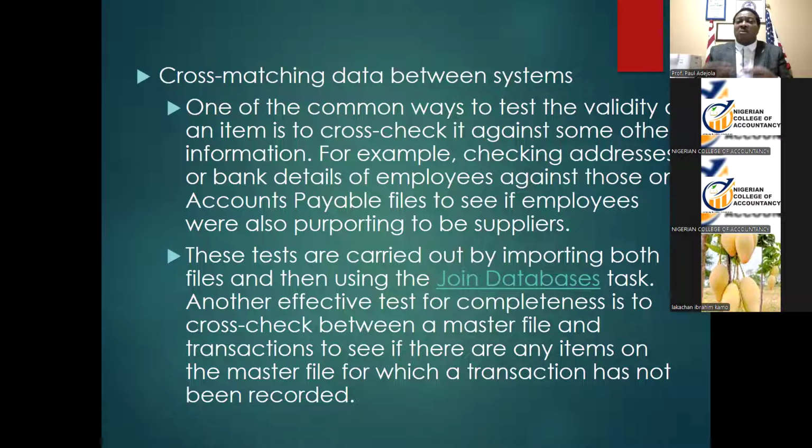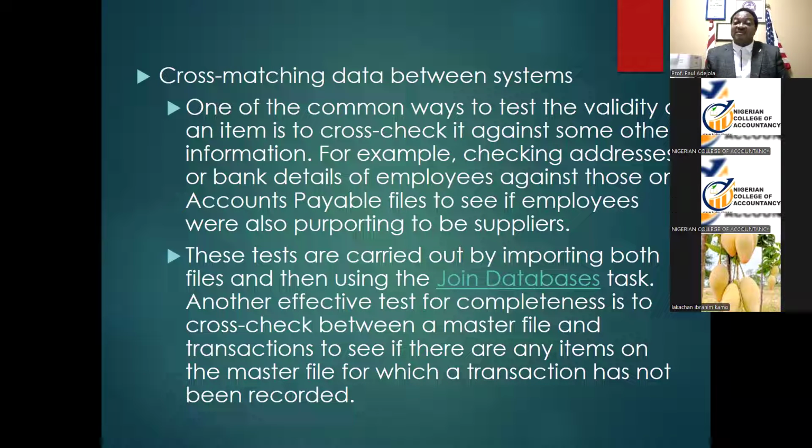Here we say one of the common ways to test the validity of an item is to cross-check it against some other information. For example, checking addresses or bank details of employees against those on accounts payable files to see if employees were also purporting to be suppliers. Let me explain that again. It's just like maybe I'm a full-time staff of Nigerian College of Accountancy, Jos. And of course, I have my bank account, and if I have a bank account, they will request for my address.